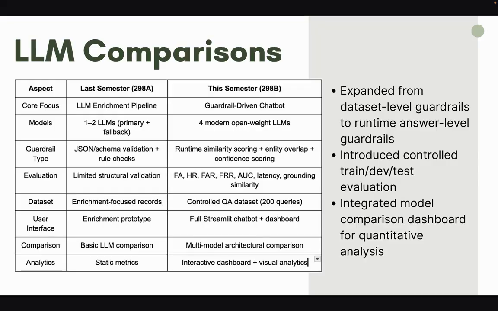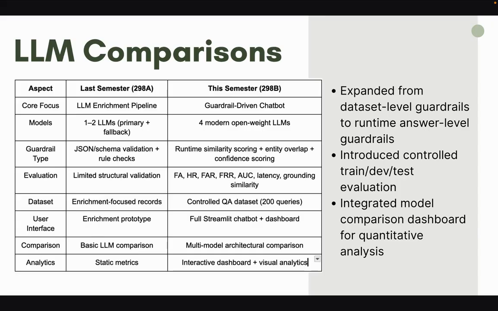Now, talking about LLM comparisons, we compared 4 different open weight LLM architectures. First is Llama, which is a dense transformer baseline. Second is Mixtral, which is mixture of experts. Third is Gemma, which is alignment focused, and fourth is Phi, which is a synthetic curriculum trained model.